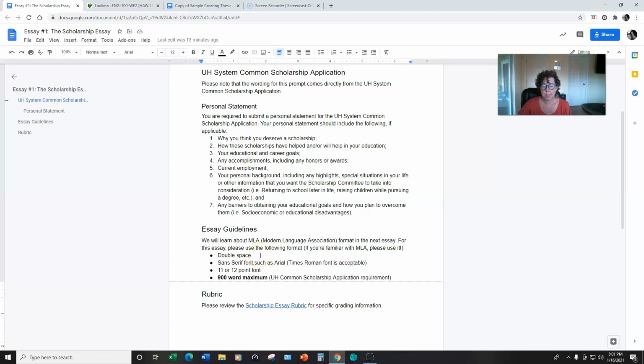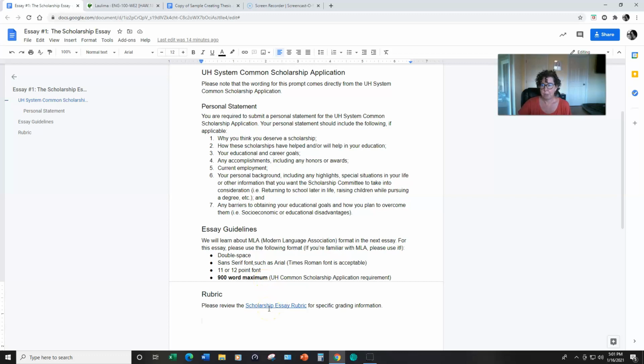Please use double spacing. Please use a readable font, such as Arial. Times New Roman is okay. People tend to use this most commonly. Please make the font size either 11 or 12, no smaller and no larger. And then that's for the UH Common Scholarship application. Please do not exceed or go over 900 words.